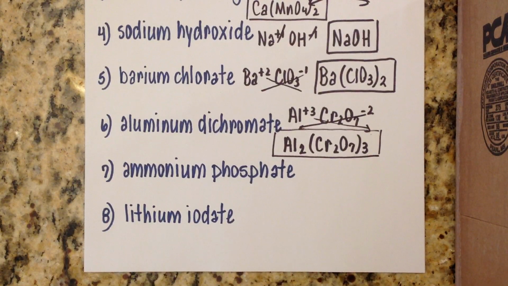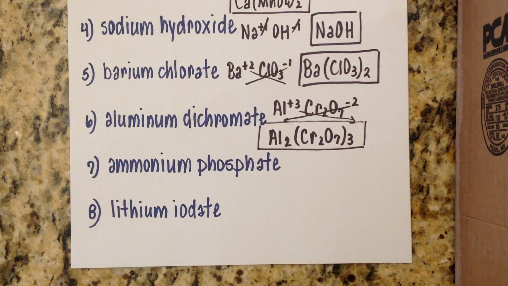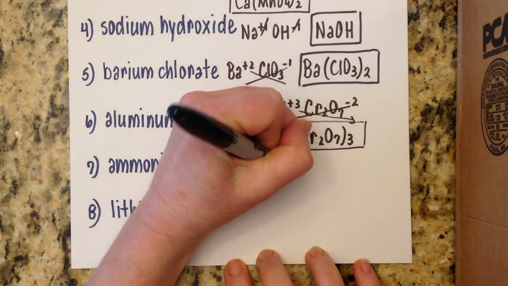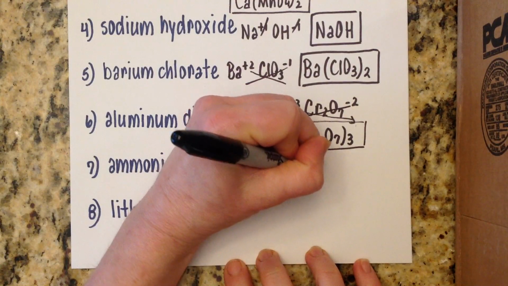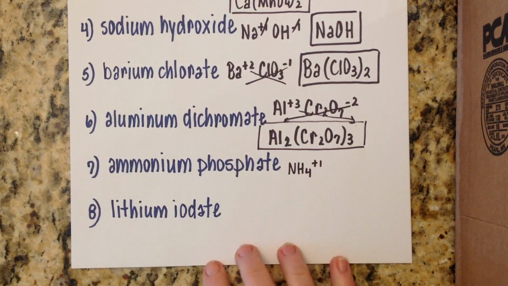Now this one's a little unique. Most of our polyatomic ions that we work with are negative, but there are some positive ones out there, and ammonium is one of them. Ammonium is NH4 plus 1. Now I know I keep saying always write the metal first, but really what you're writing first is whatever's positive. And in some cases that will be a polyatomic ion. This is one of the only ones you're really going to see at this level of chemistry.